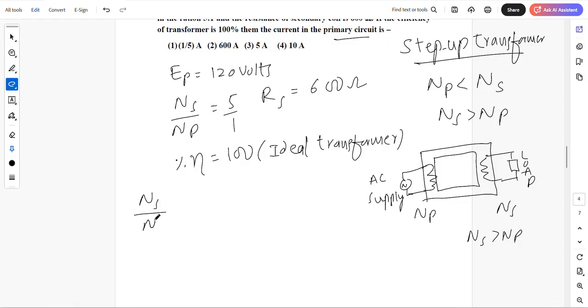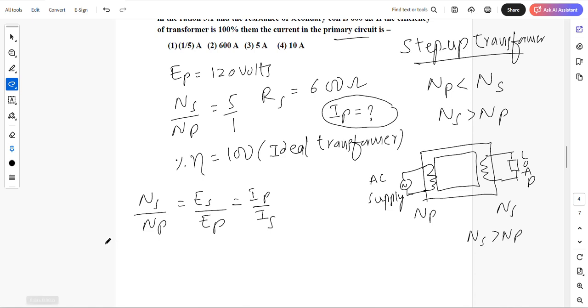We know that NS by NP is equal to ES by EP, and that is equal to IP by IS. What do you have to calculate? You have to calculate the current in the primary circuit. IP is equal to question mark.